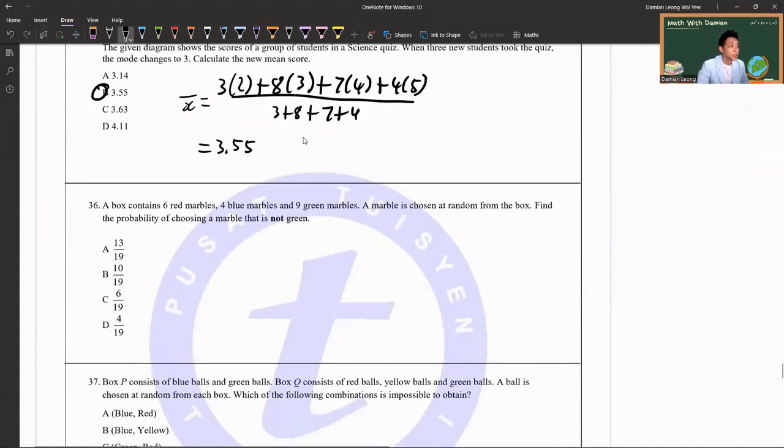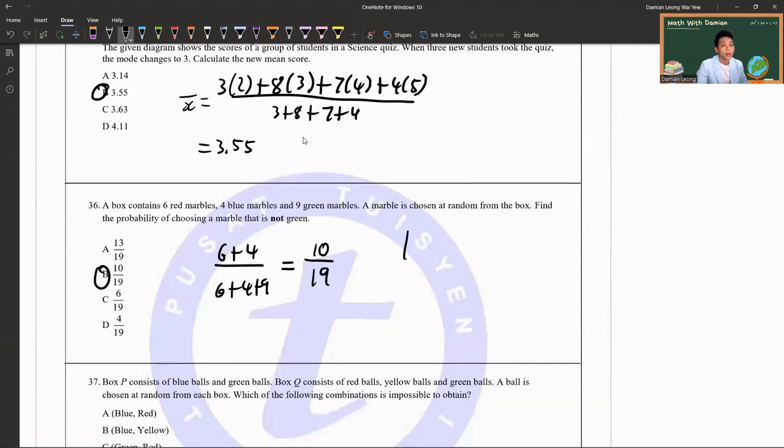Question 36. A box contains 6 red marbles, 4 blue marbles, and 9 green marbles. A marble is chosen at random from the box. Find the probability of choosing a marble that is not green. Not green means it can be red or blue. So 6 plus 4 over the total number of marbles, 6 plus 4 plus 9. So it's 10 over 19.